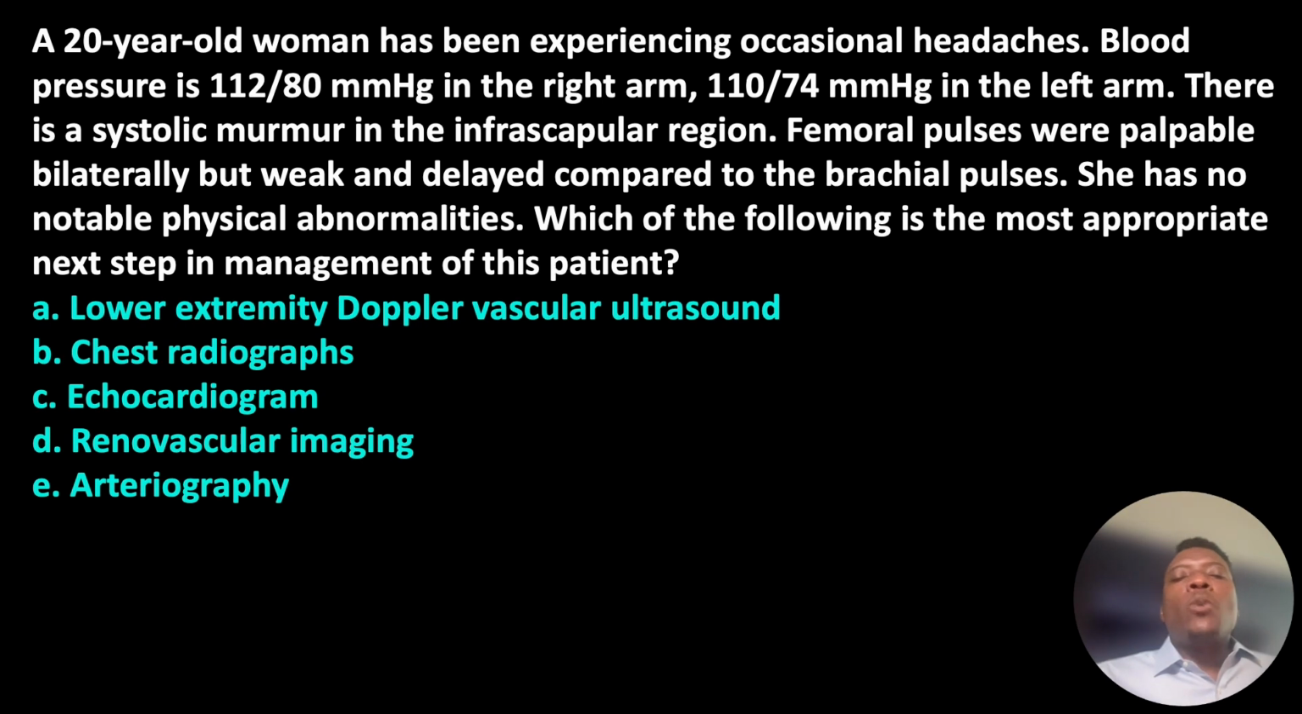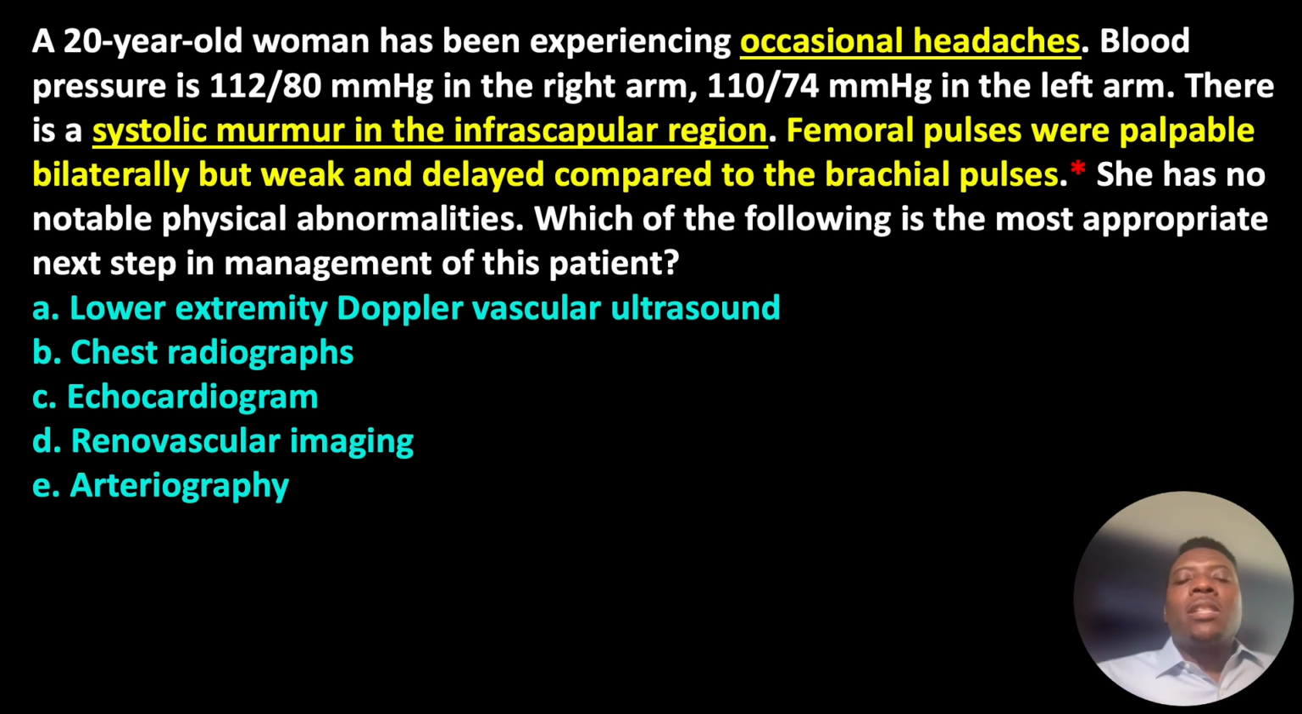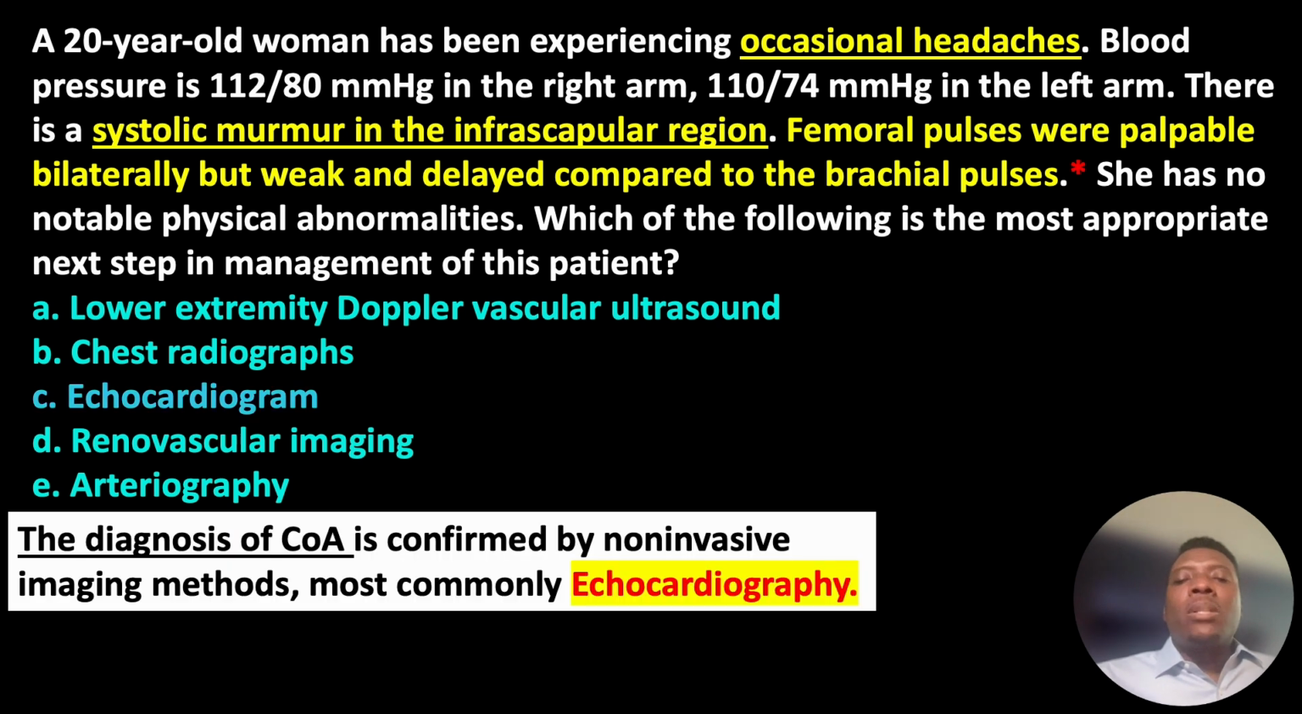Which of the following is the most appropriate next step in the management of this patient? A 20-year-old female has headaches, a systolic murmur, and pulses that are weak and delayed in the lower extremities. You should have a high suspicion for coarctation, and the most important test to make that diagnosis should be an echocardiogram to look for evidence of coarctation and look for other abnormalities as well.